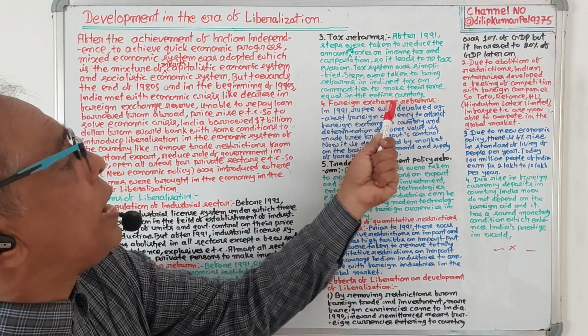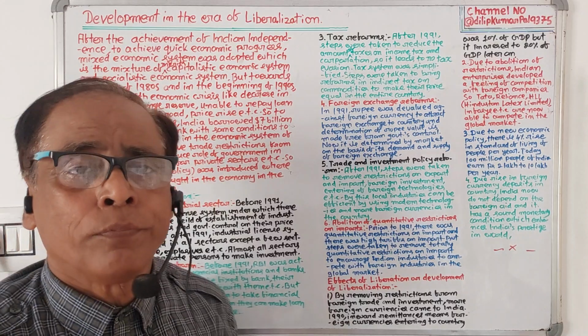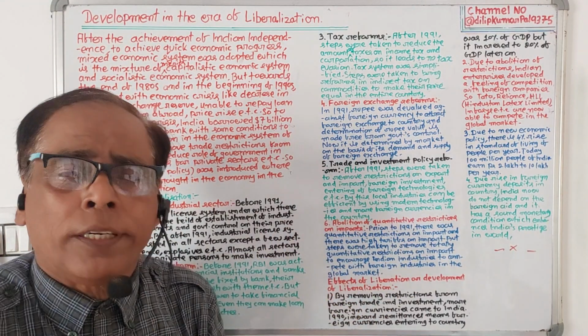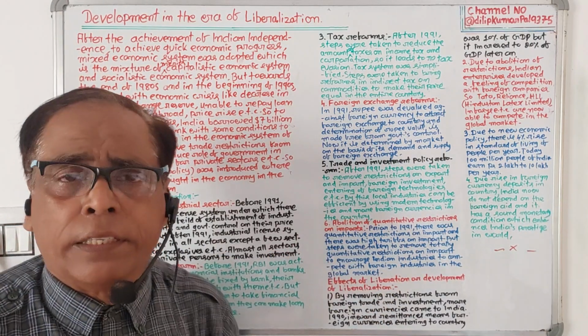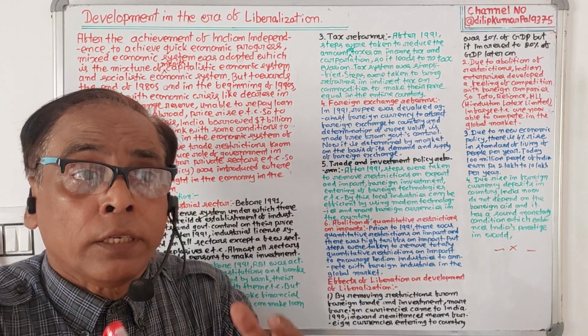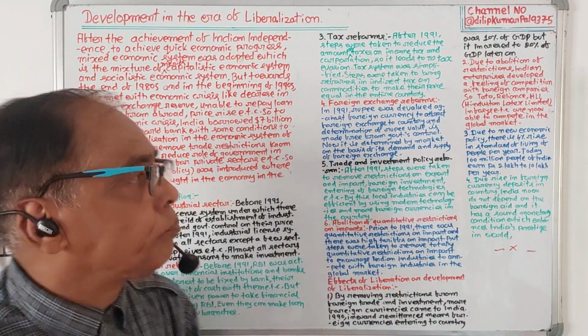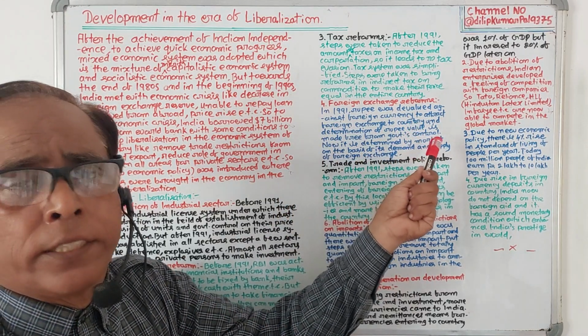on commodities to make their price equal in the entire country. Steps were taken to bring some reforms in indirect tax, meaning tax on commodities. Some reforms were made in the field of indirect tax, by which there will be the same type of prices of commodities all over the country. Number 4, foreign exchange reform. Some reforms were made in foreign exchange.